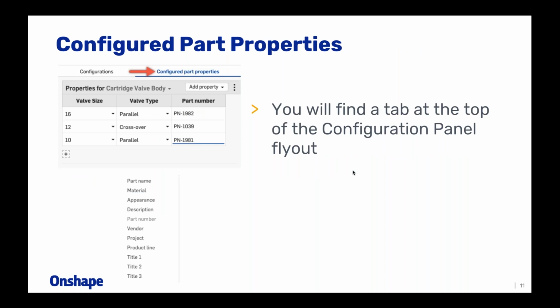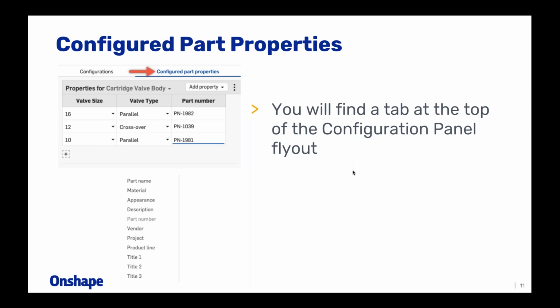At the top of the configuration panel, you have this configured part properties option. Essentially, you go in and add the properties that you want to configure. So you choose the property that you want, and there's a list there: part number, material, appearance, description, vendor, project, product line, title, and so on. You choose the properties that you want to configure, and then you punch in the values for them. So in the case of part number and description, for instance, you would type in the part number and description.